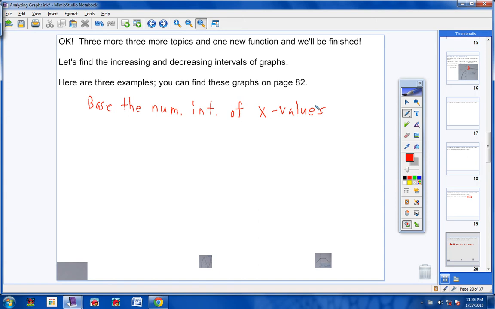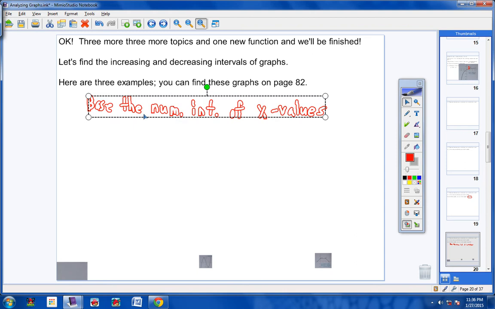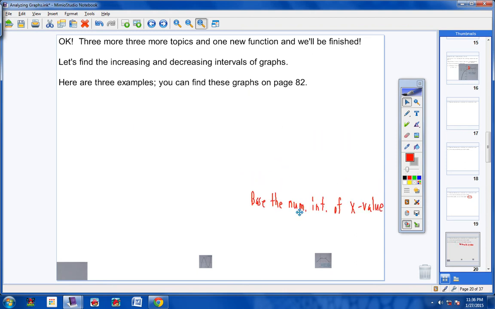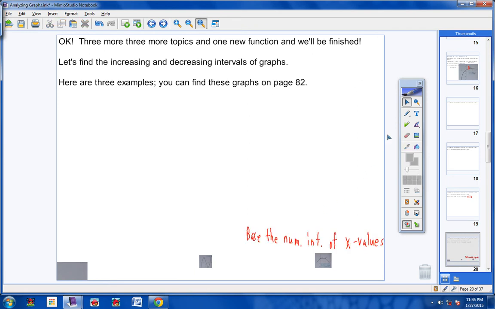And by the way, every year students get confused on this and they make the mistake and use the y values. When you're dealing with increasing and decreasing intervals, you use the numbers on the x-axis, the x values, not the y values, not the y-axis. Okay? Alright, in case some of you are still copying this, I'm going to slide this over here. And here we go.